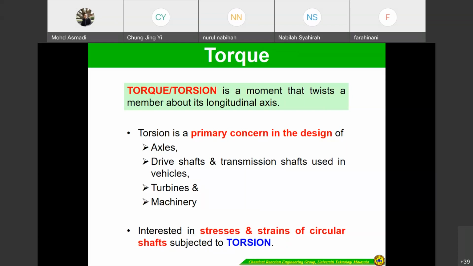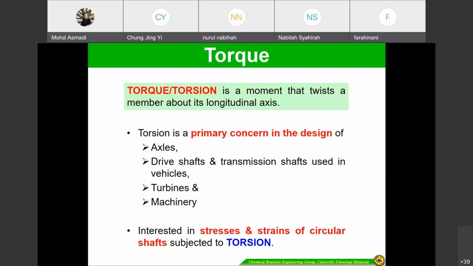So we are actually interested in the stress and strain of circular shafts subjected to torsion or twist. Like if you use an auger for the soil, it is like a spring, right? It is used for drilling holes. So that is another one of the concepts of torsion.